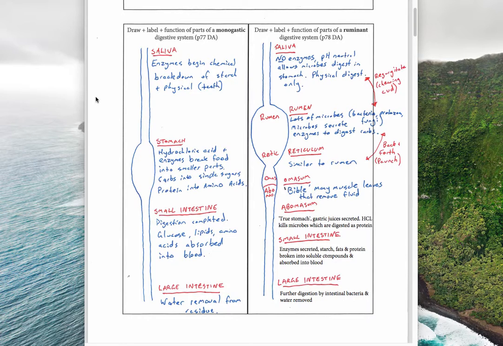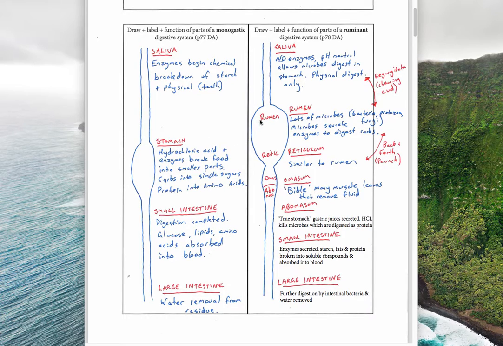All right, so let's look at the function of these parts, the difference in function. First of all, enzymes begin chemical breakdown of starch and physical breakdown as well, and that is something that's going to happen in the monogastric. This side is a monogastric, and you've got enzymes breaking down the food in the mouth there, and also physical breakdown. Over here we have the same thing. Basically, we have saliva and chewing of the food in a ruminant.